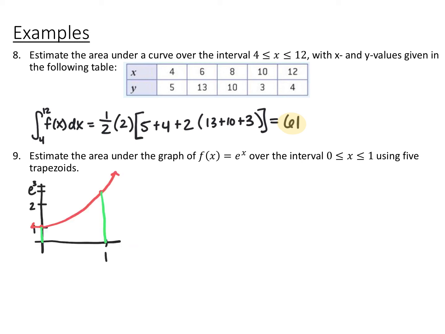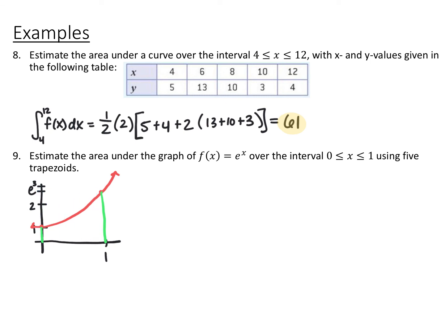For this next example, we want to estimate the area under the graph f of x equals e to the x over the interval 0 to 1 using 5 trapezoids. The first thing that I did was I graphed e to the x between 0 and 1. At x equals 0, anything to the 0 power is 1. At x equals 1, e to the first power is just e, which is about 2.7.